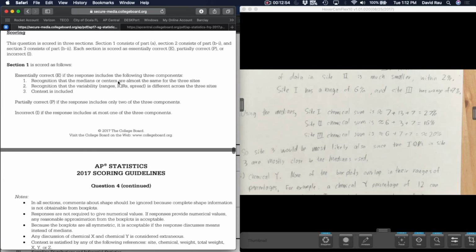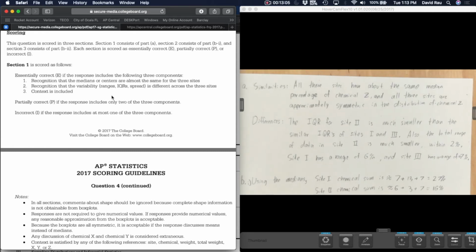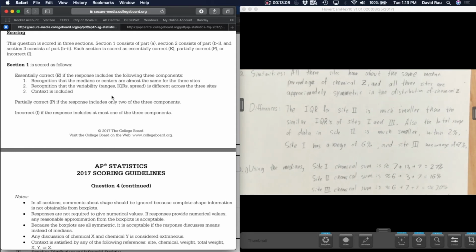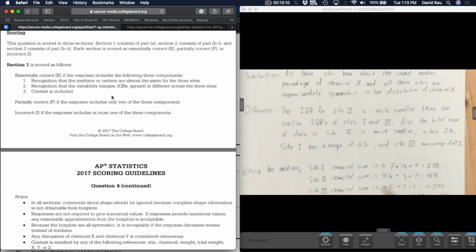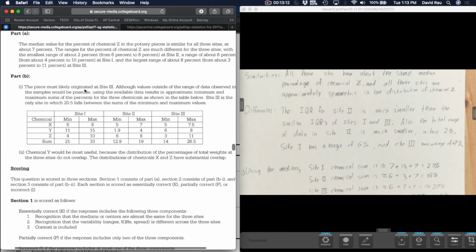All right, now let's break down the scoring guideline and see what they say. Essential 1: the medians or the centers are almost the same, and the variability, the ranges and the IQRs, are different across the 3 sites, and you included context that you're talking about chemical Z at all 3 sites. So you have to mention chemical Z in the 3 sites somehow in your answer in order to get full credit. Okay, part B.